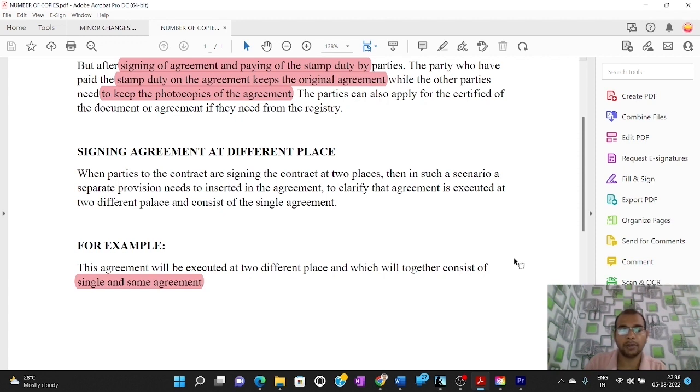When the parties to the agreement sign the agreement at two different places, then in such an agreement we have to insert a special paragraph so that we can clarify that the agreement executed at two different places consists of a single agreement. Now look at this example. This is the line that we will write in an agreement which is executed at two different places. So let me read it for you. This agreement will be executed at two different places and which will together consist of single and same agreement.